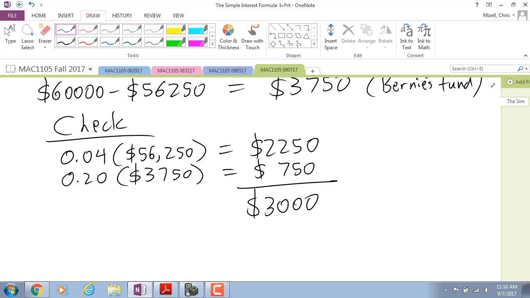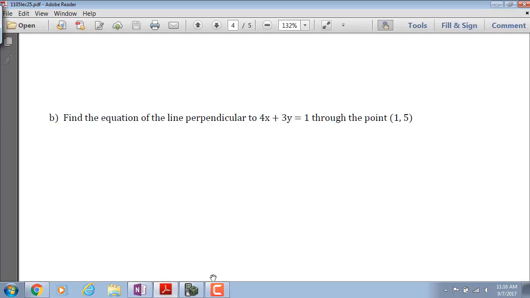If she puts more at risk by investing more in Bernie's fund because it's paying the higher interest rate, maybe, fingers crossed, then she can make this number go higher. But if she invests it all in the CD, it's just going to be the 4% of $60,000, which was just the $2,400. Feel good about this one? Any questions? Seem okay? All right. Let's look at the next one.